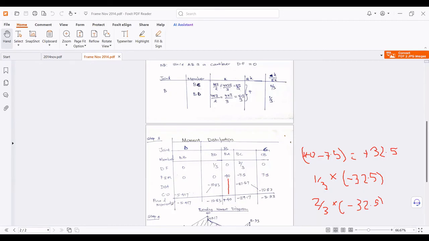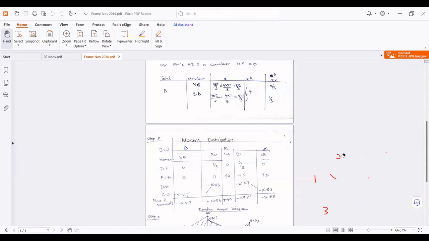So to get the final moment now, you do the addition there. So this one will be minus 5.417. Here again, it will be minus 10.83. This one will be plus 40. These two, if you add them, you get minus 29.17. And if you add these two, you get minus 3.33. All right. Now, the next question was asking you to sketch the bending moment diagram.